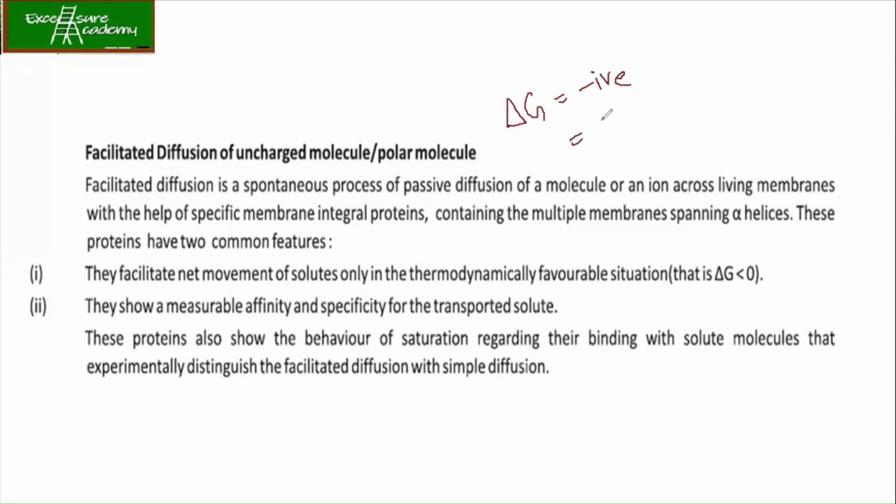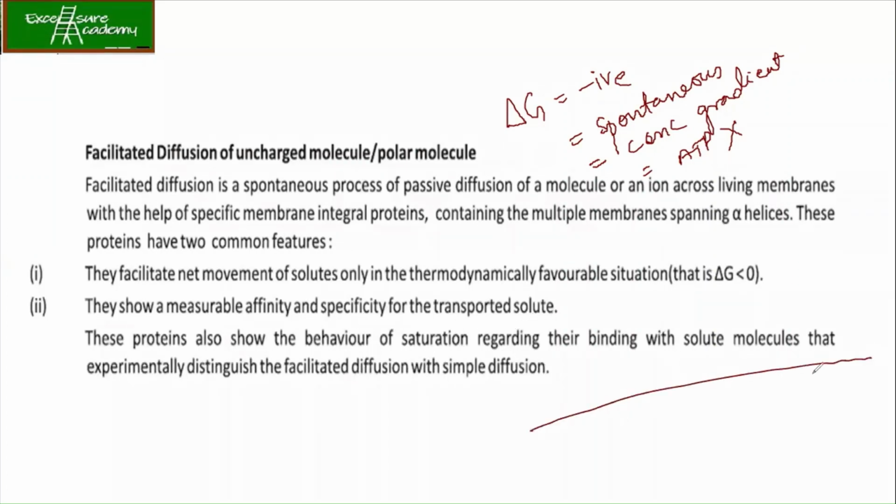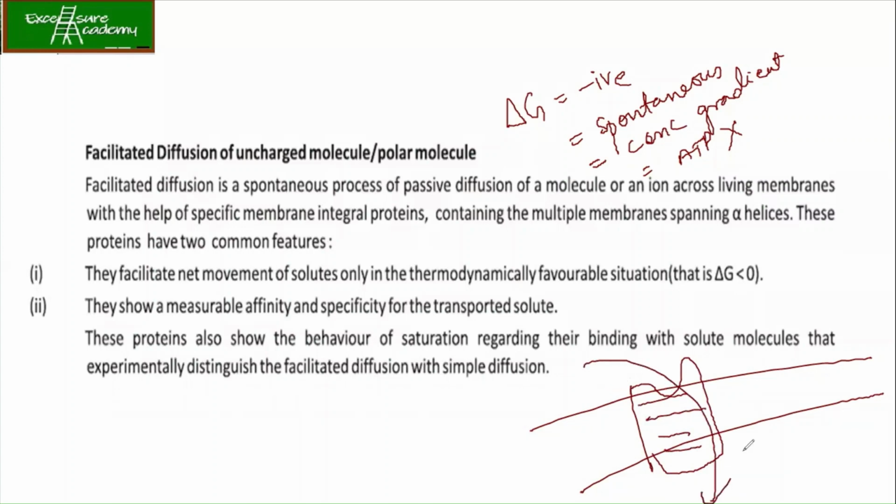Now negative means it is spontaneous, ठीक है. स्पॉन्टेनियस है इसका मतलब वहां पे आपका कॉन्सेंट्रेशन ग्रेडियंट होगा. स्पॉन्टेनियस है तो उसको एटीपी की जरूरत नहीं है, ठीक है. These are the points. Now they show a measurable affinity and specificity for the transported solute. So what does it mean? So आपका यहाँ पे plasma membrane है, here you have got the protein, okay. So these proteins have got affinity for the molecules which they are going to transport. ऐसा नहीं है कि कोई भी आके कहीं से भी चला जाएगा, ठीक है.